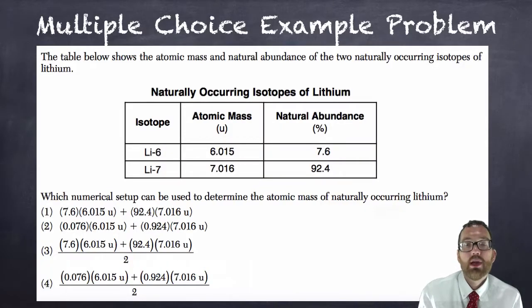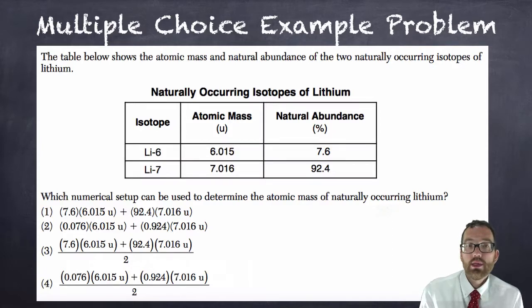Okay, let me show you what these problems look like on a Regents exam. So the table below shows the atomic mass and natural abundance of 2 naturally occurring isotopes of lithium. So we see the familiar chart like you saw before, and instead of asking you to just solve, they want you to pick which numerical setup can be used to determine the atomic mass of naturally occurring lithium. So there's 2 ways to do this problem.